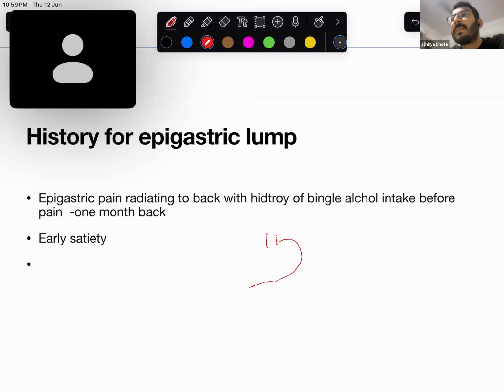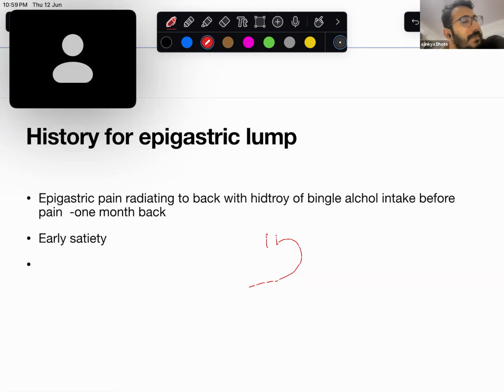Along with this, the patient complains of multiple episodes of vomiting, whether it is a benign cause or a malignant cause. Now, please read this history: epigastric pain radiating to back with history of binge alcohol intake before the pain that was there 1 month back.